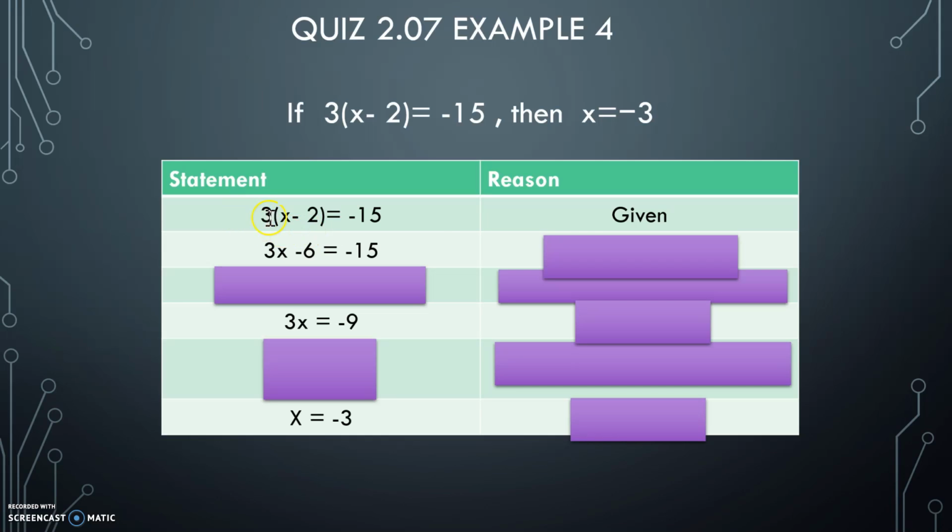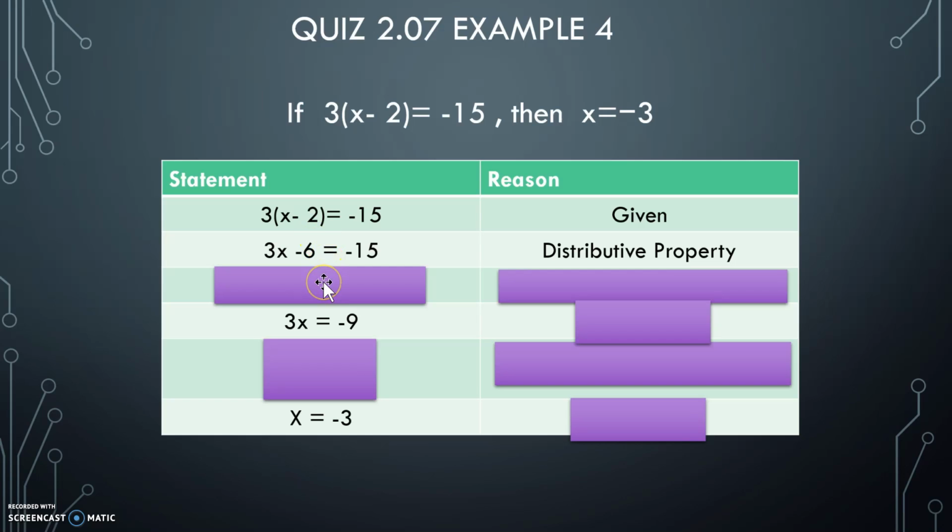And so how did we get from this step to this step? We distributed the 3 to the x, 3x. And then we distributed the 3 to the negative 2 and got negative 6. So that's the distributive property.